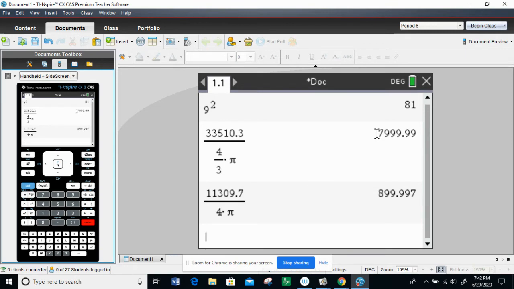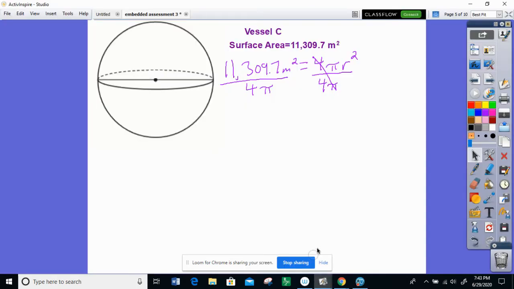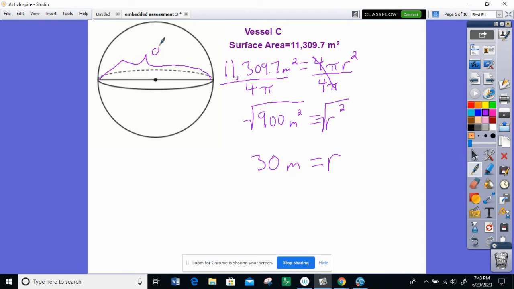And just like we ended up with a decimal that rounded up, 899.997, that's really extraordinarily close to 900. So we're going to go ahead and round that r squared up to 900 meters squared. We want to know what r is, so we want to cancel out the exponent of 2. So that's going to give us that r is 30 meters. So if the radius is 30 meters, then double that would be a diameter of 60 meters.